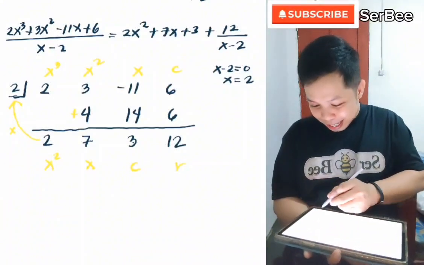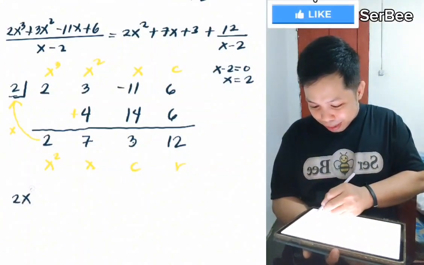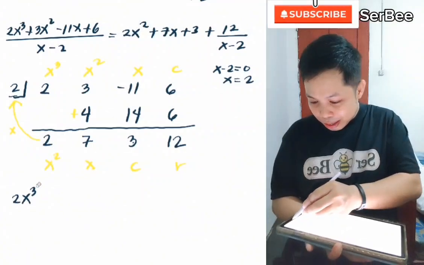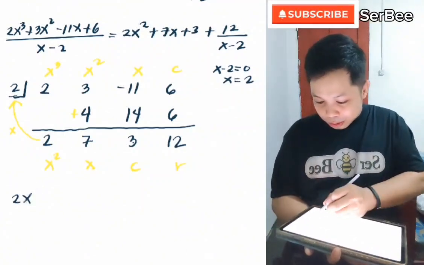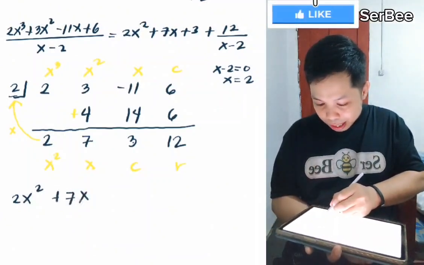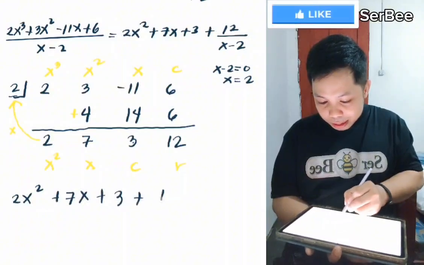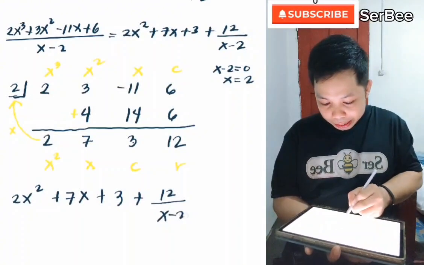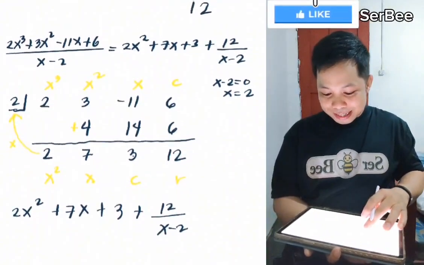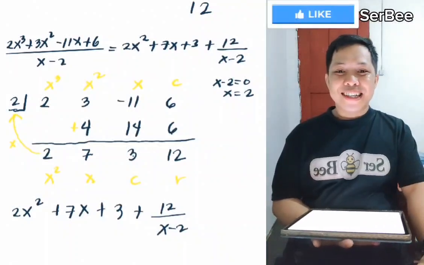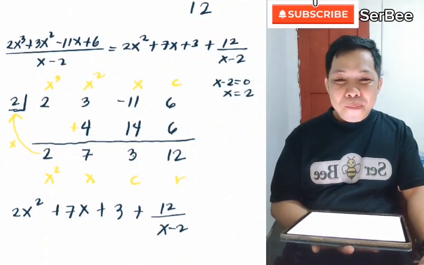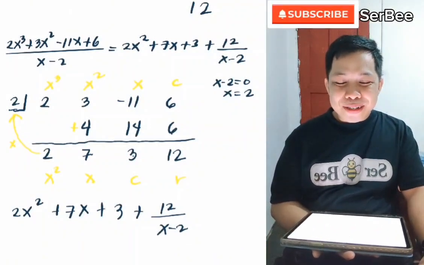Therefore, ano yung sagot natin? Ang sagot po natin ay 2x squared plus 7x plus 3 plus the remainder 12 divided by x minus 2. The same po ba? Yeah. Same ang answer natin. So, I hope natuto tayo dito sa video na to.